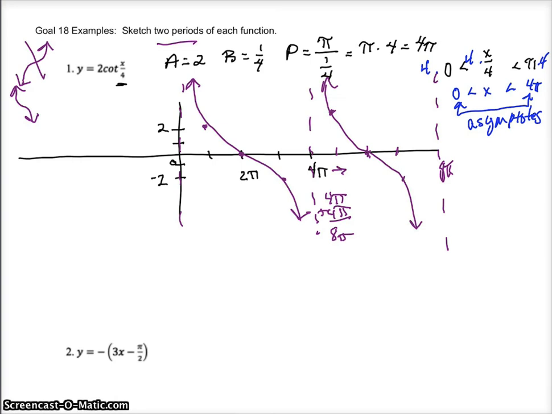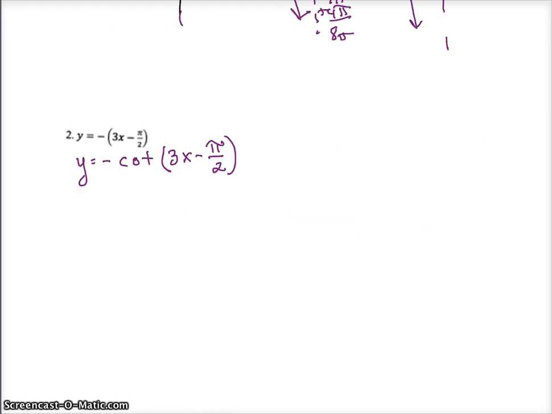With example 2, it looks like I forgot to type the word cotangent. So if you will do that right now, please. Okay, so let's identify A. A is -1. B is 3. So that helps me calculate my period of 2 pi over 3.